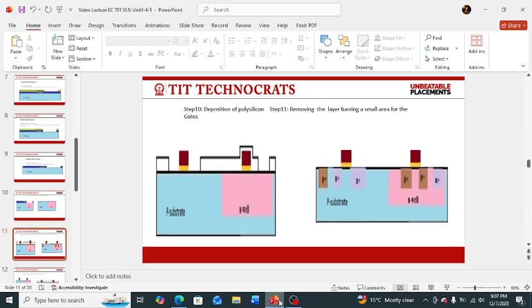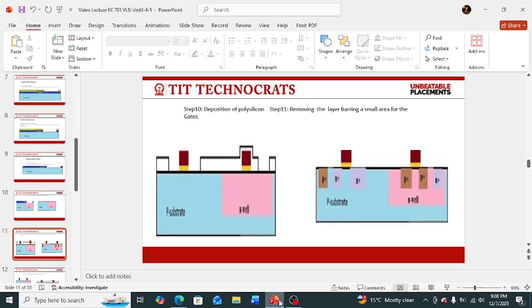Now in step 10, this is the deposition of the polysilicon layer. By using the chemical vapor deposition process, the CVD process, we deposit a very thin layer of gate oxide. Then in step 11, removing the layer barring a small area for the gates.